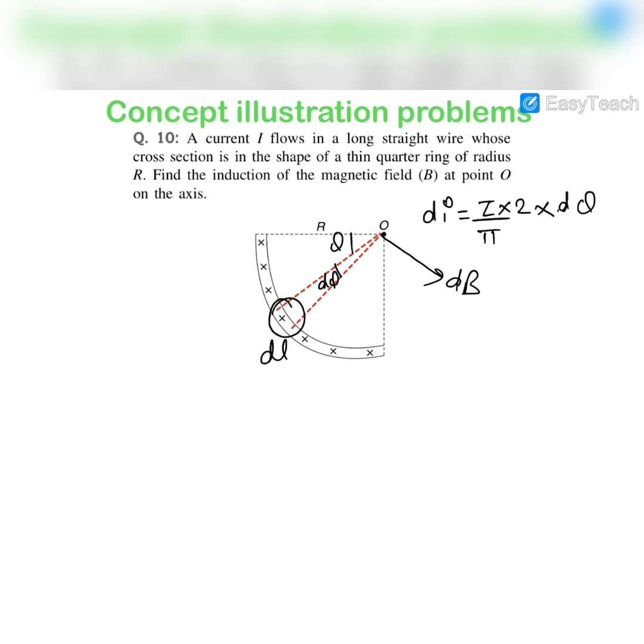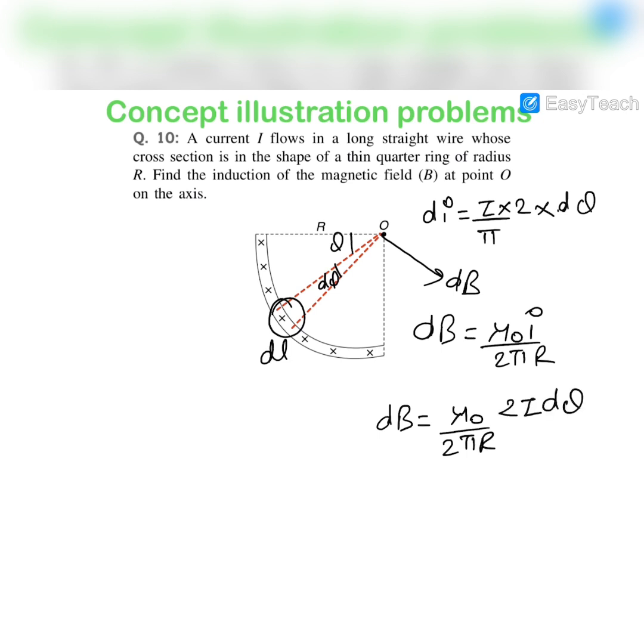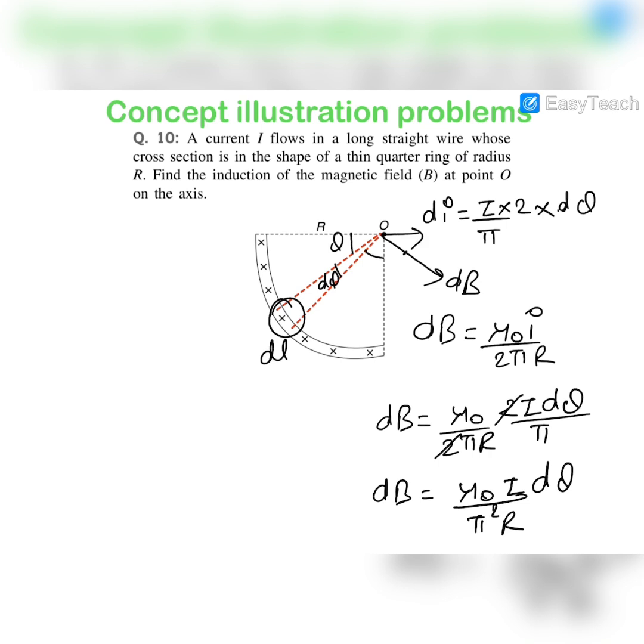And we know that due to an infinitely long wire, dB is mu naught I by 2 pi r, because both the angles are 90 and 90, so sin 90 plus sin 90 will be 2. So dB will be equal to mu naught by 2 pi r, and I will be di, so it would be 2I d theta by pi. So dB will be equal to mu naught I by pi square r into d theta.